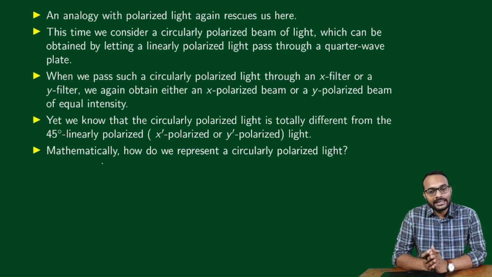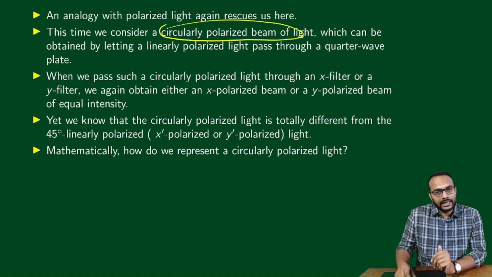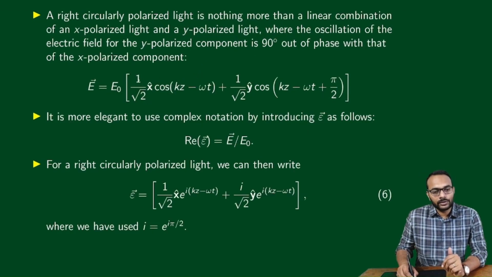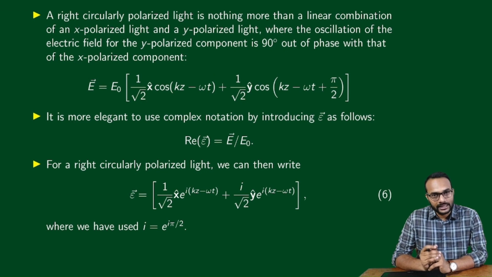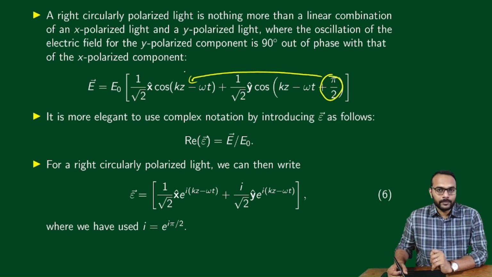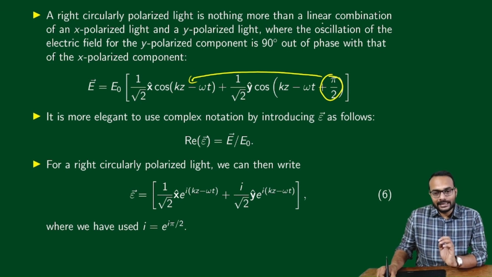Again, an analogy with polarized light saves us. The idea is that we look at a circularly polarized beam of light. Let's first see how we represent a circularly polarized beam of light. It also has an x polarized beam and a y polarized beam, so you can write it as a combination of an x polarized beam and a y polarized beam. The only thing to note is that the y polarized beam is 90 degrees out of phase with the x polarized beam. So a right circularly polarized light is again a linear combination of x polarized light and y polarized light.